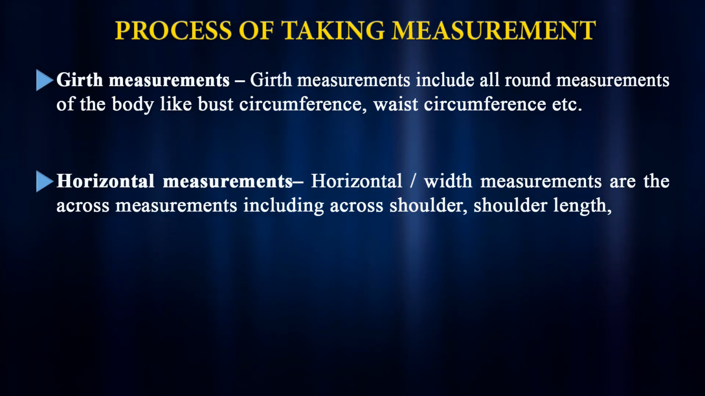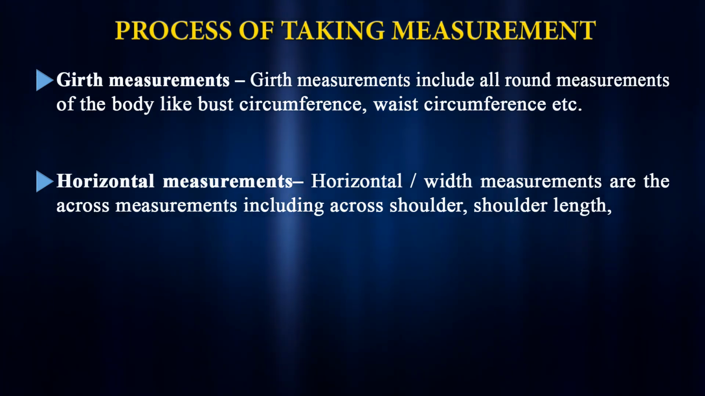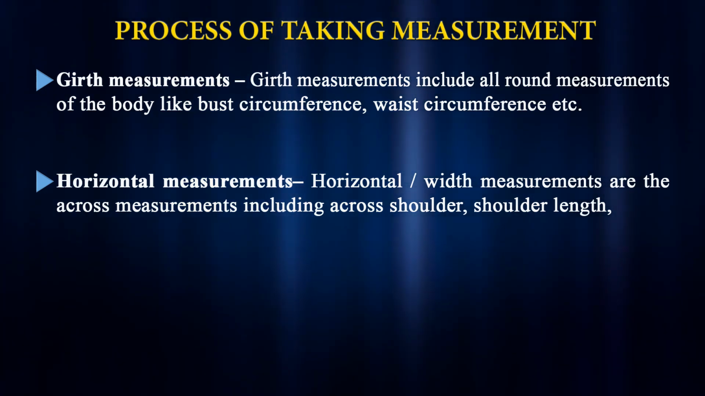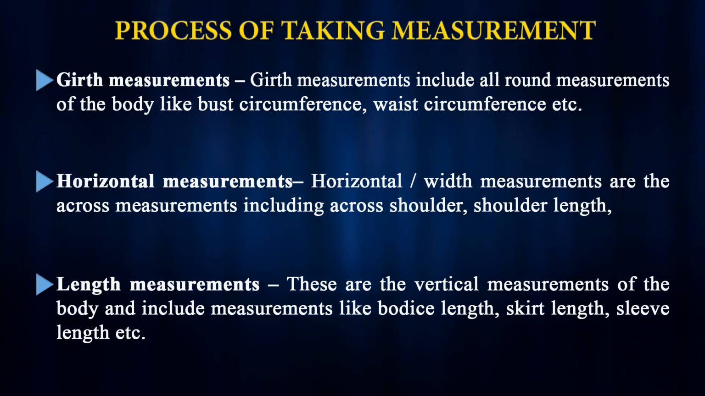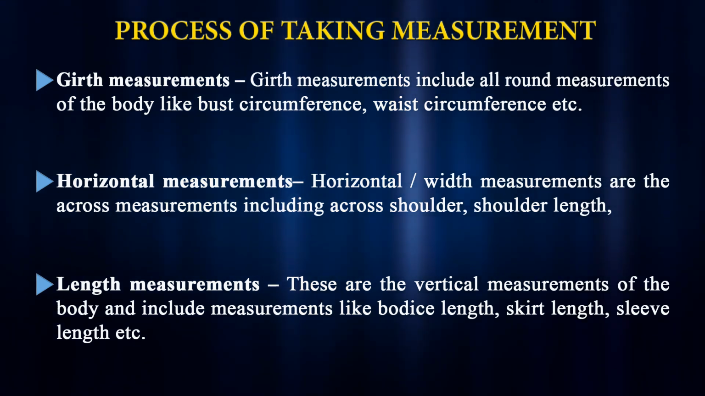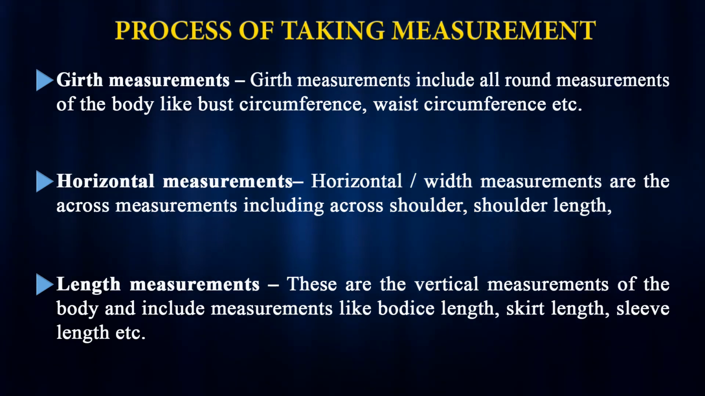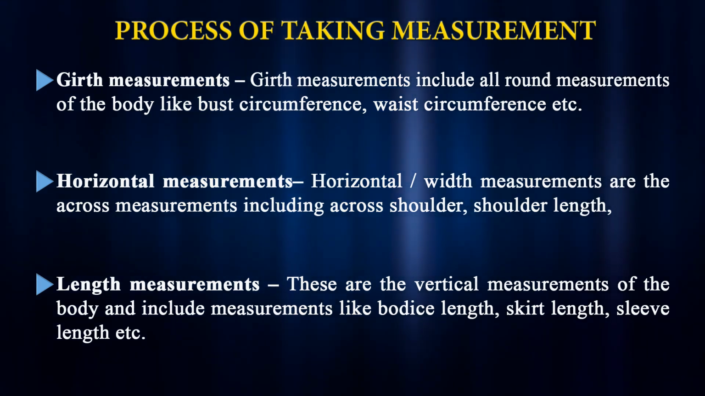It is the across measurement, including across shoulder; we take the length of the shoulder. This is how the horizontal measurement is taken. Then third is the length measurement. These include the vertical measurements of the body, like the body's length. When we take the sleeve length, or the skirt length, the length of the body or the particular garment is taken.